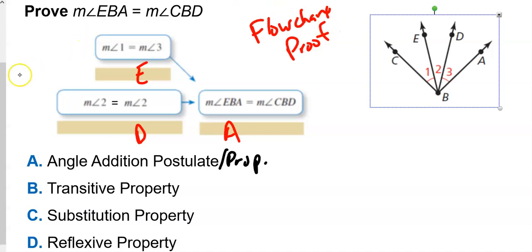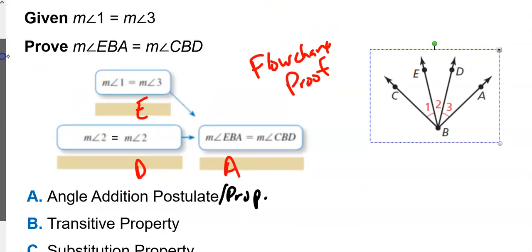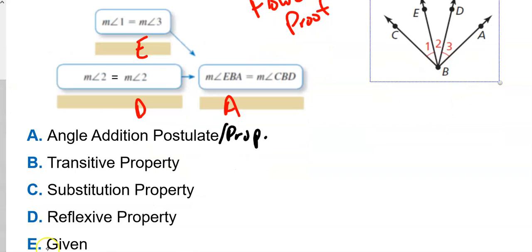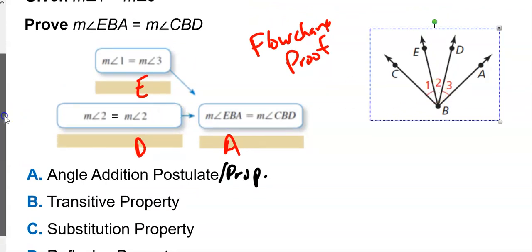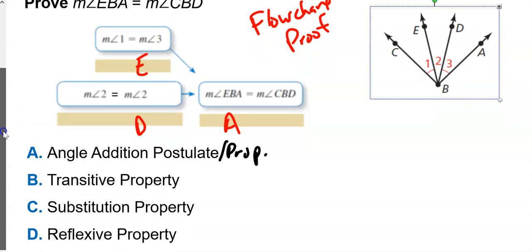We were actually given in the proof the first step: the measure of angle 1 is equal to the measure of angle 3. So in other words, they're congruent, which is already marked on the diagram. Then the reflexive property shows us that angle 2 is congruent to itself.